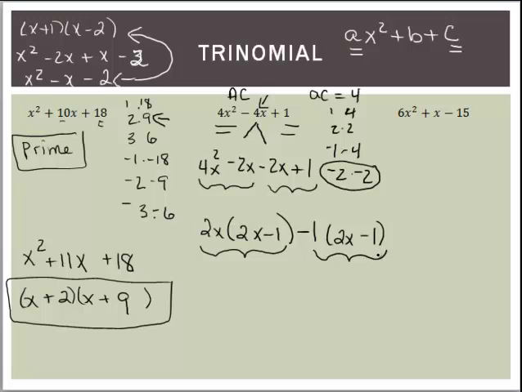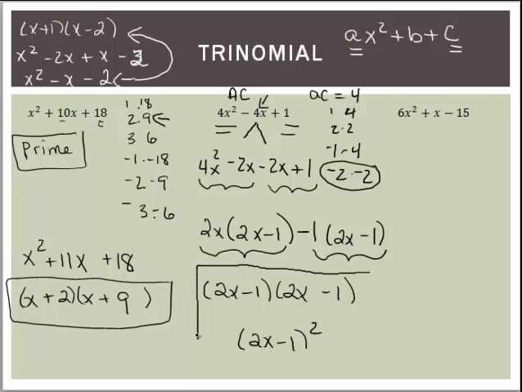We continue to group it. What do those two have in common? They both have the 2x minus 1 in common. If you factor it out of here, you're left with 2x. And if you factor it out of here, you're left with negative 1. You could leave it like this, but since they're the same, you can also write it like this: 2x minus 1 all squared. Either of those answers is correct.